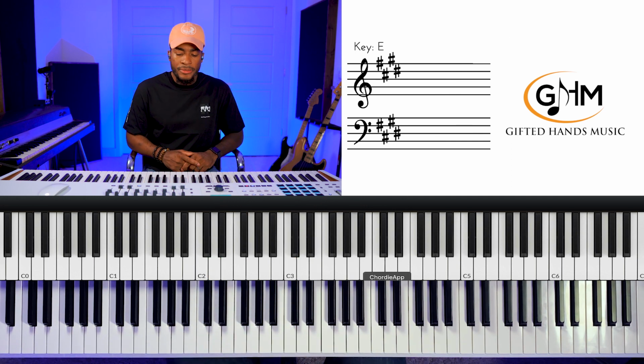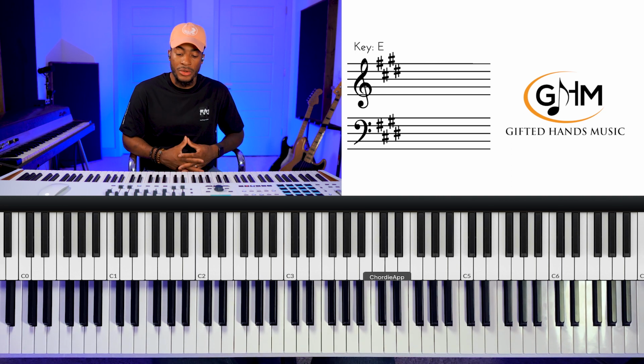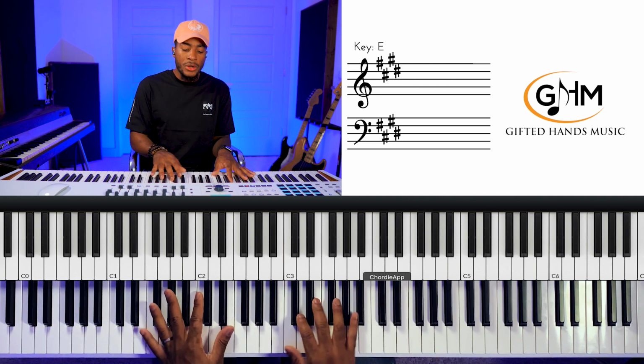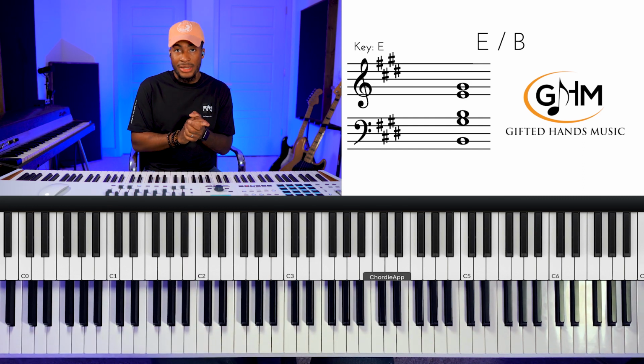So fairly straightforward chord progression, right? But maybe we just want to figure out a way to make it sound a little bit different, maybe add some different chord voicings, add some different movements to that progression. So what can we do in E major? First thing I would do, we're going to take one concept for today.